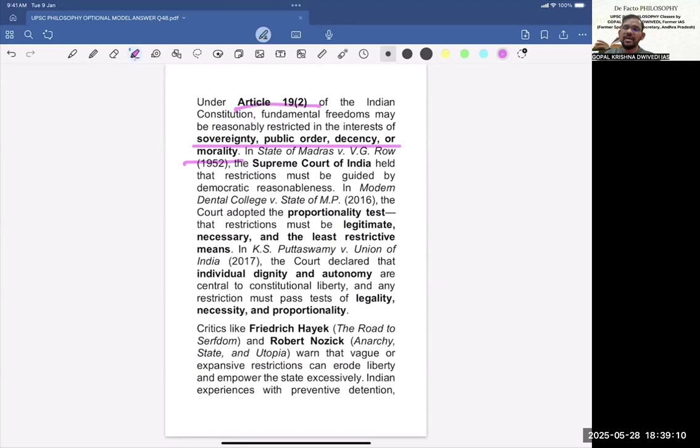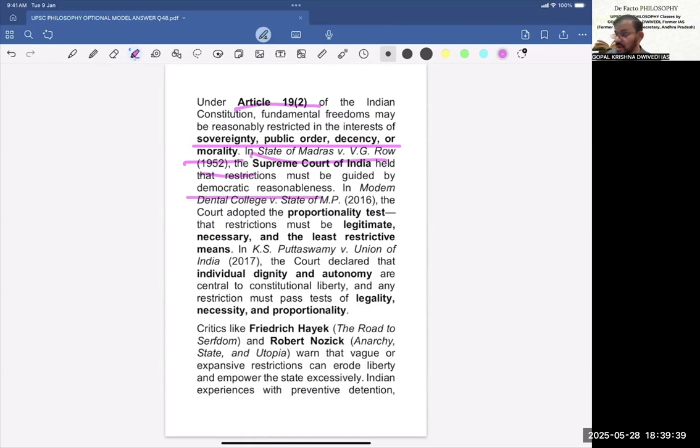basically interpret the laws or orders which are imposing reasonable restrictions. So whether the restrictions are reasonable or not is decided by court. Now, some court cases accordingly we have to quote. State of Madras versus V0. This is the first case, quite an early case of the Supreme Court of India, which held that restrictions must be guided by democratic reasonableness. So in the 1950s itself this court gave this order.